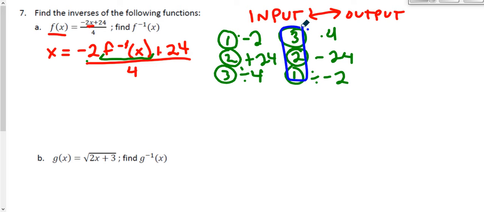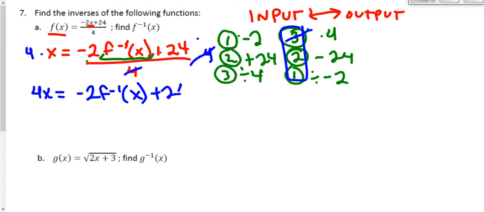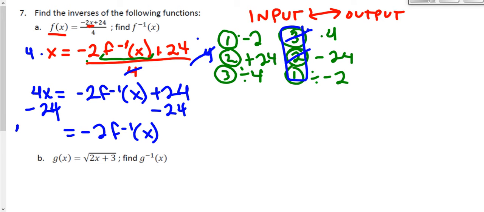So the first thing I'm going to do is multiply both sides by 4. So times 4 here and times 4 here. That's going to give me 4x. And on this side, my 4's will cancel, and I'll have negative 2 times the inverse of f of x plus 24. Up next, I'm going to have to subtract 24 from both sides. Minus 24 there, minus 24 there. That gives me negative 2 times the inverse of f of x left on the right. And on the left, I have 4x minus 24.